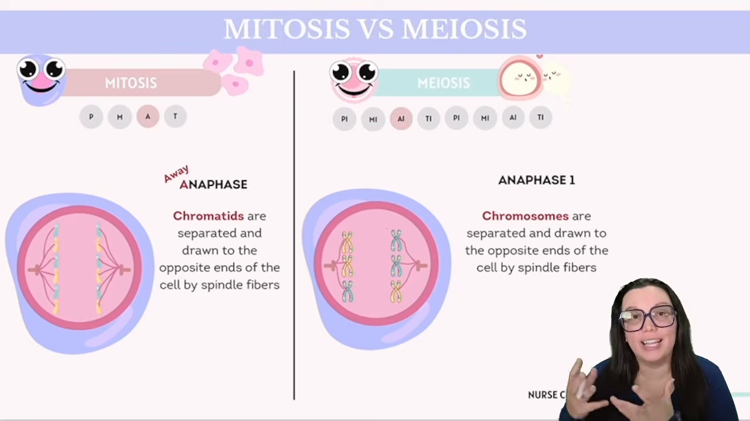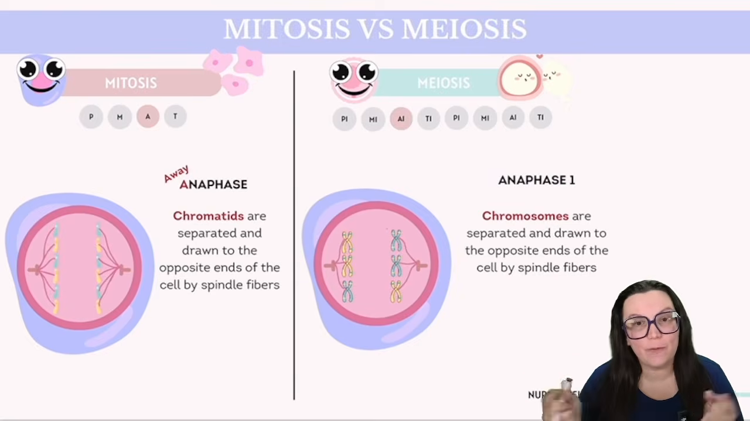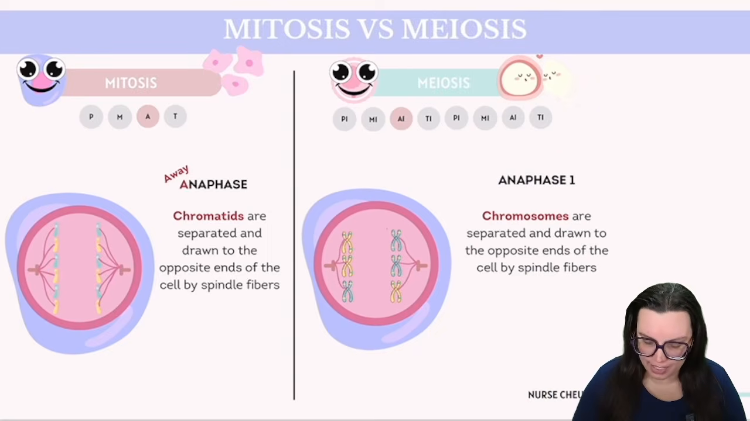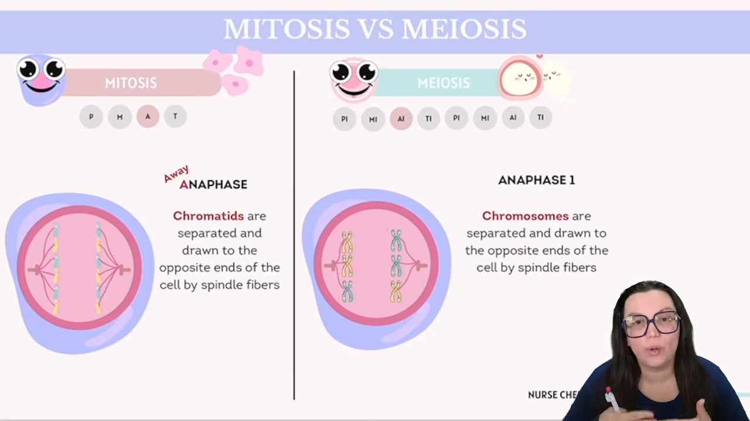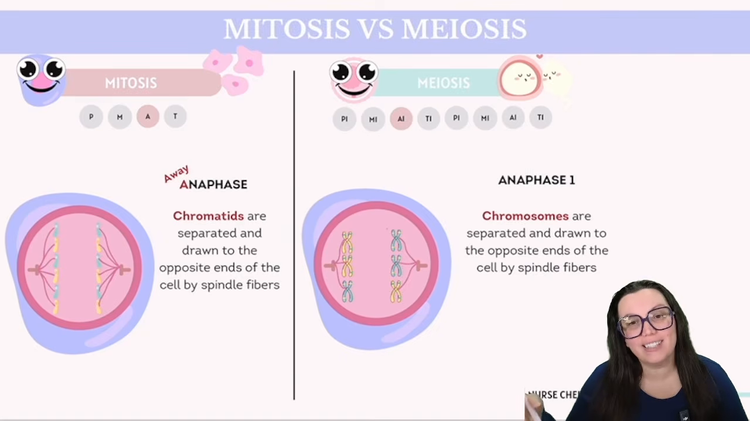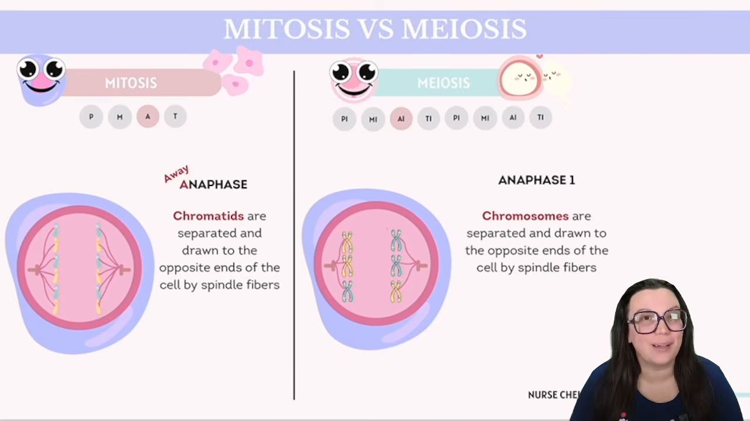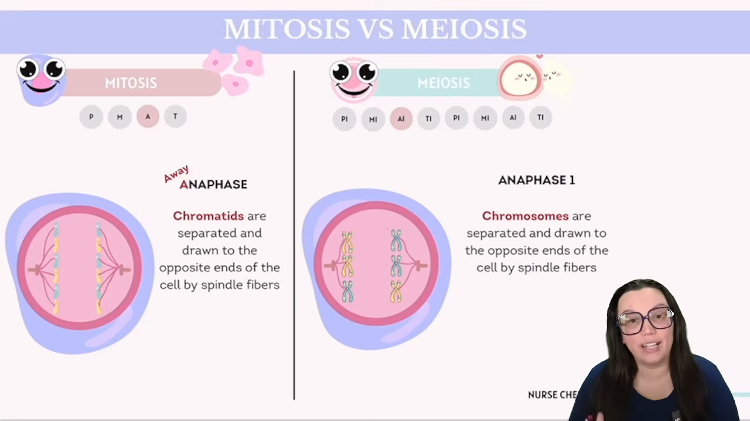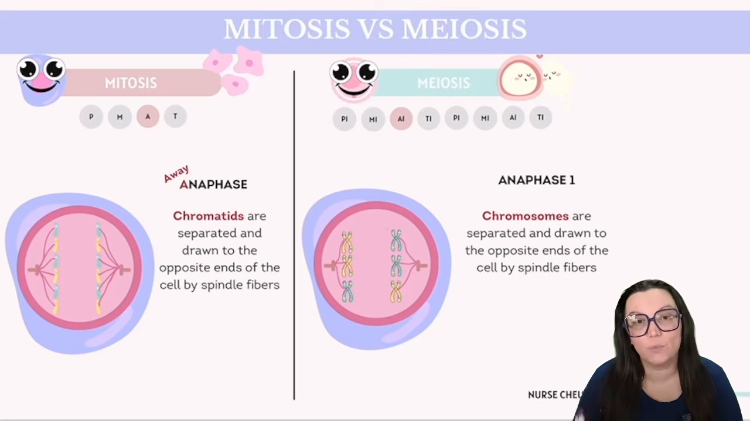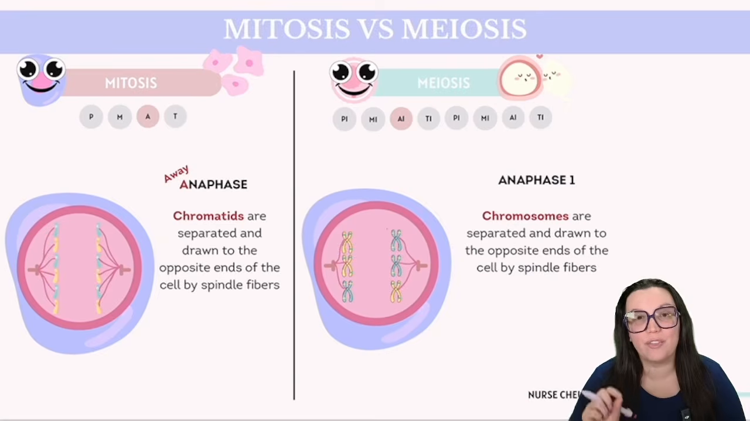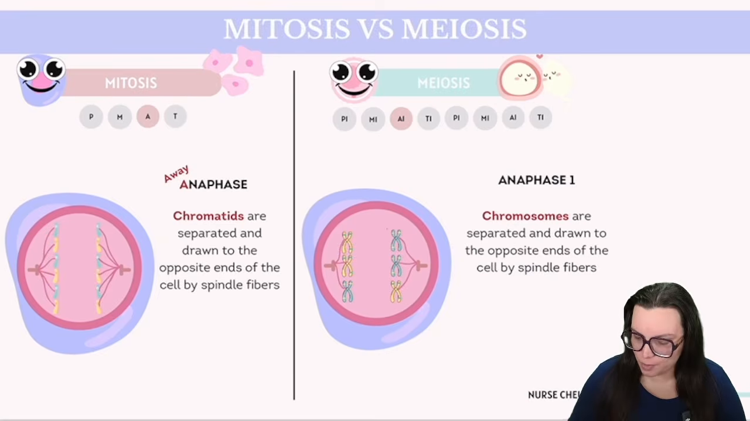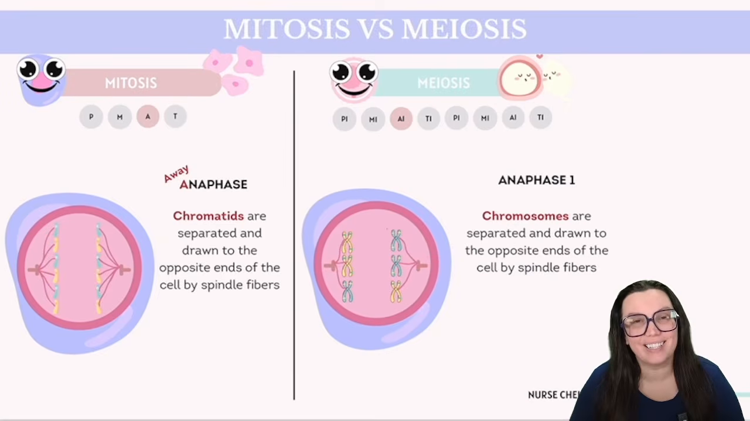Therefore, the alignment is not going to be a single row, but rather a pair of chromosomes standing together in the middle. During anaphase of mitosis, a helpful mnemonic is to associate A with away. At this phase, the chromatids are going to be separated and drawn to opposite ends of the cell by spindle fibers. In the context of meiosis, anaphase I is going to mirror this concept, but with a crucial distinction. It is the chromosomes rather than the chromatids that are going to be moved away to opposite ends of the cell.